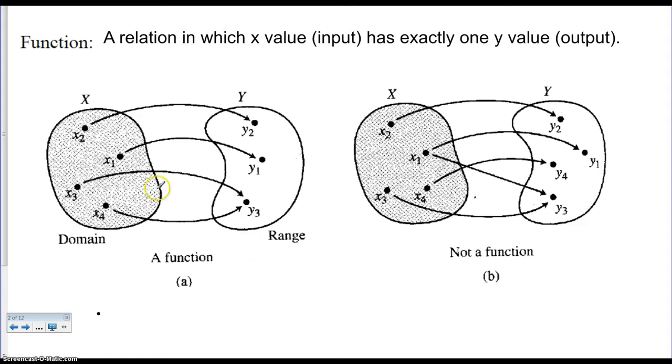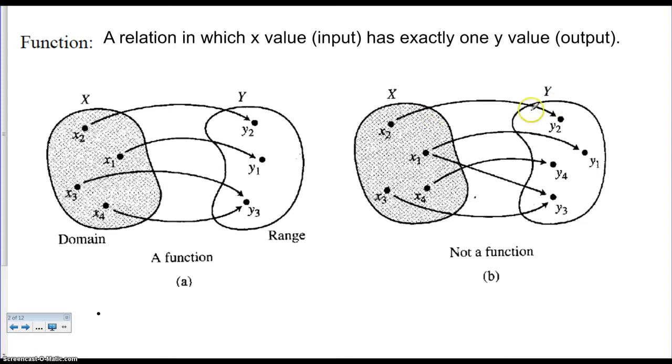So I'll give you two examples of relations. You guys have seen this so many times. In this case, we are looking at x values and y values, and these lines describe that they have a relationship with each other. So x2 is going out with only y2. Each of these x values is going out with one person. Because that is right, that is considered to be a function.